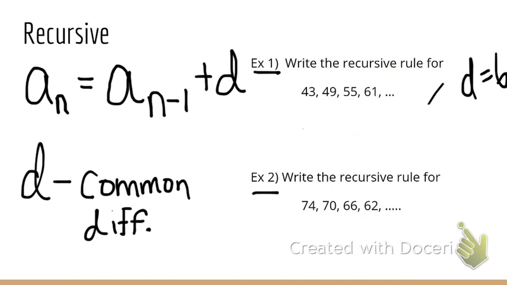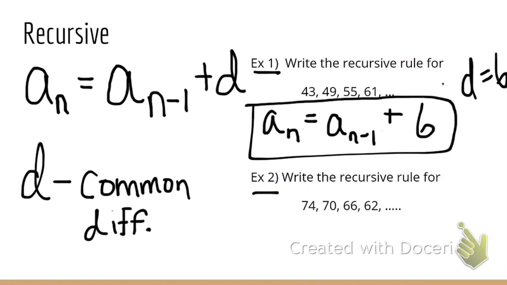So all I have to do is, as it says, write the recursive rule. All I'm going to do is literally replace the d in this formula with 6. Was that hard? I hope not. That's it. If they ask for the recursive formula, that's all you're doing. You're substituting whatever it's going up or down by for d, and that's how you solve it. So let's look at the one below.